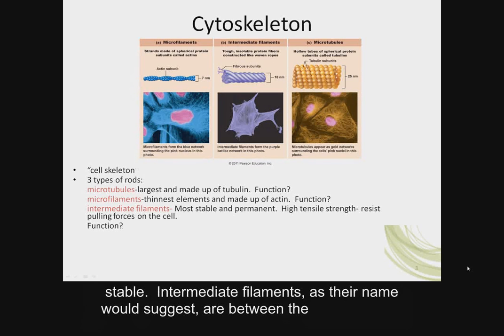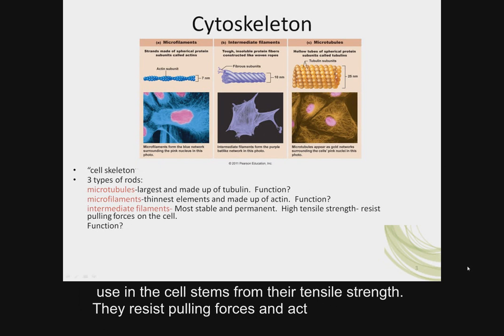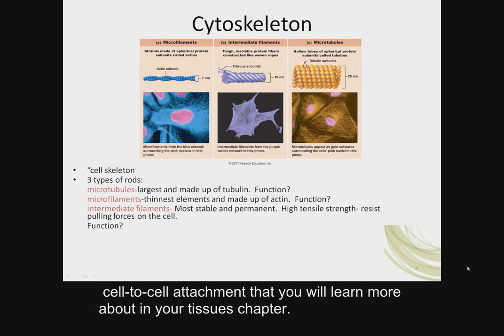Intermediate filaments, as their name would suggest, are between the microtubules and microfilaments in size. They are the most stable of the three, and their use in the cell stems from their tensile strength. They resist pulling forces and act like guide wires of a bridge. They are also used to make desmosomes, a type of cell-to-cell attachment that you will learn more about in your tissues chapter.